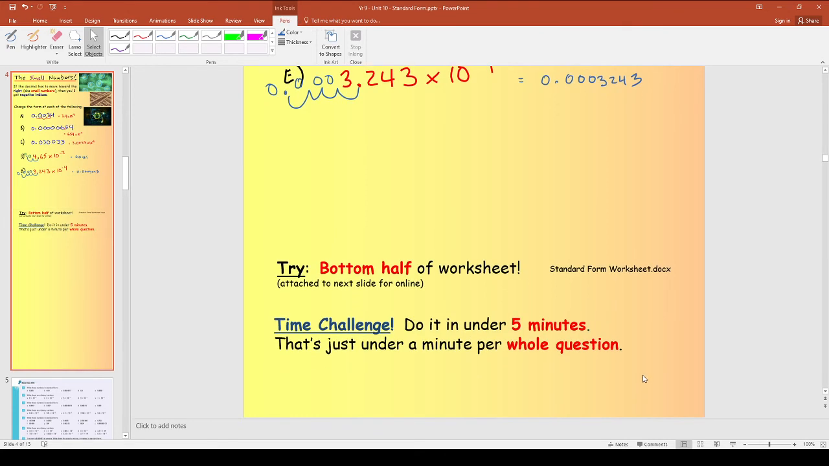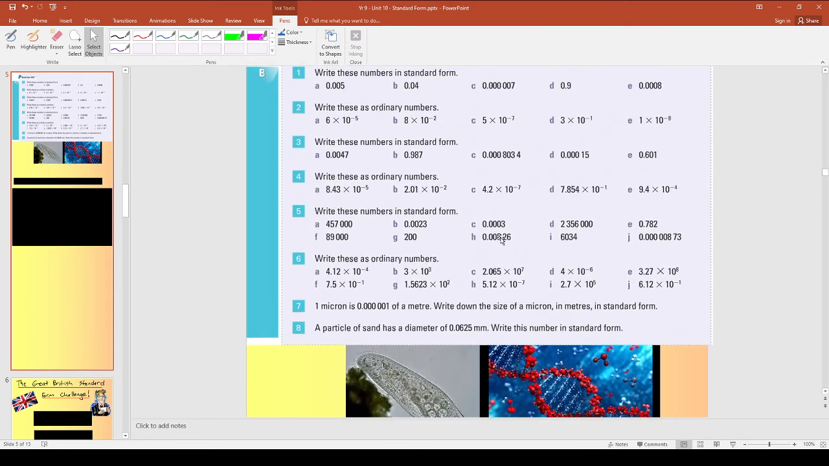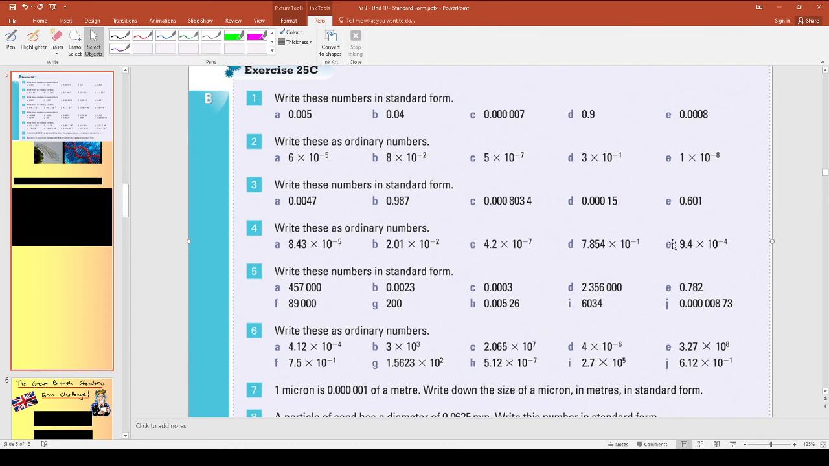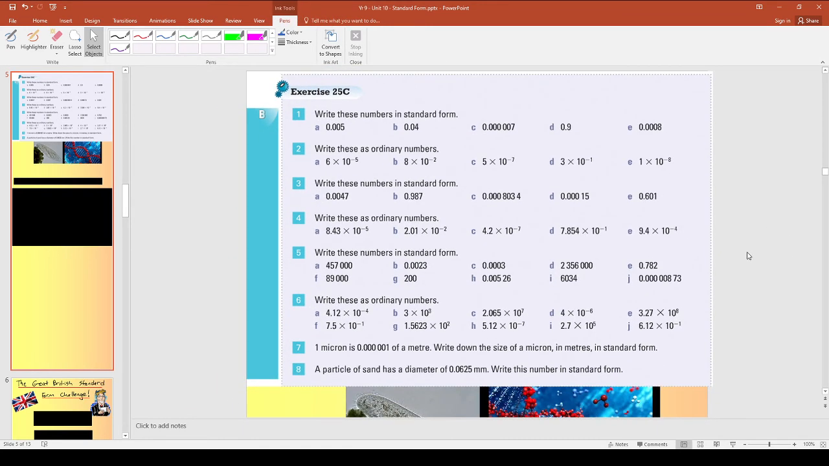Okay, so here's what we're going to do. Quick as you can, I want you to race through these bad boys again. Same deal as before, but this time writing them in standard form. Do them as quick as you can. You should pause the video so that you can do it. Are you ready? 3, 2, 1, go.